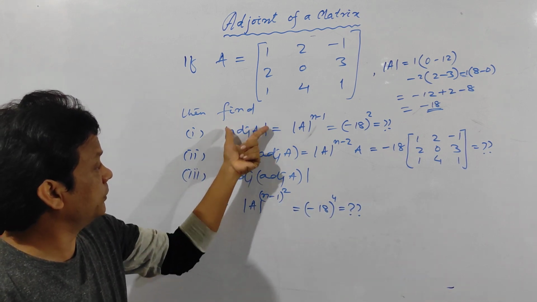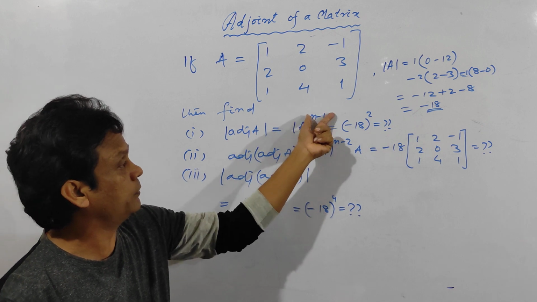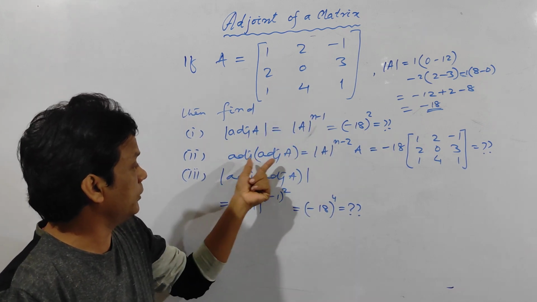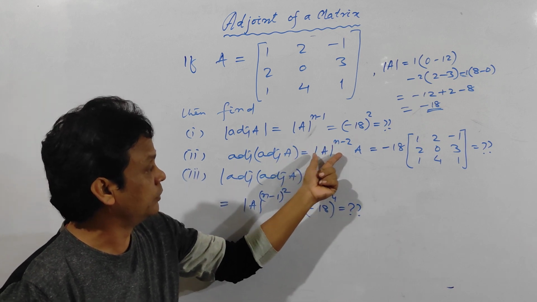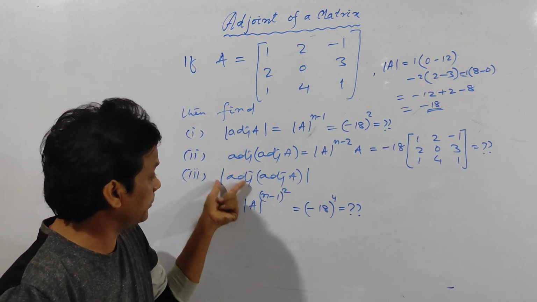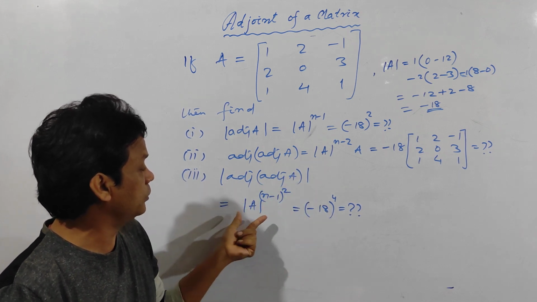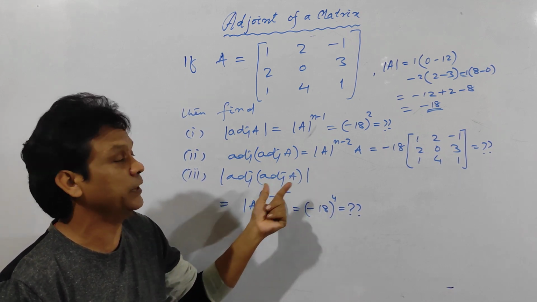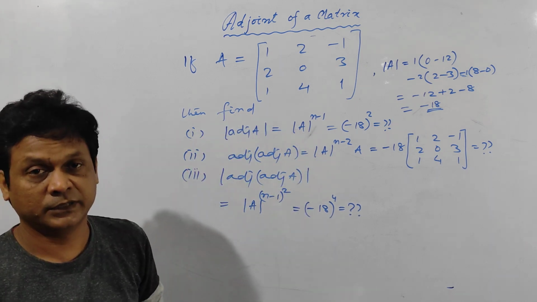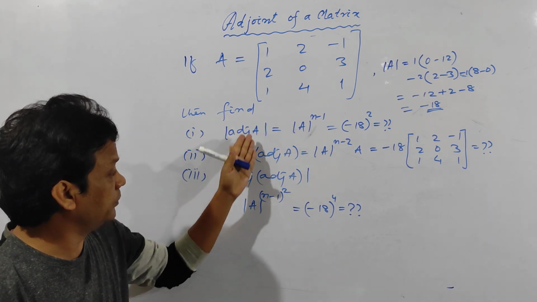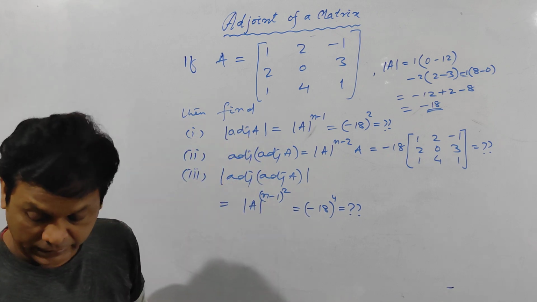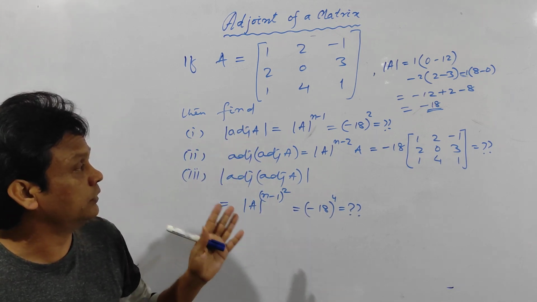Determinant of adjoint of A is equal to determinant of A to the power n minus 1, where n is the order of the matrix, and adjoint of adjoint of A is equal to determinant of A to the power n minus 2 into A, and determinant of adjoint of adjoint of A is equal to determinant of A to the power n minus 1 whole square. In all the cases, n is the order of the matrix. Clear? So these are the three very, very important formulas. And again, I am going to tell you two other properties.